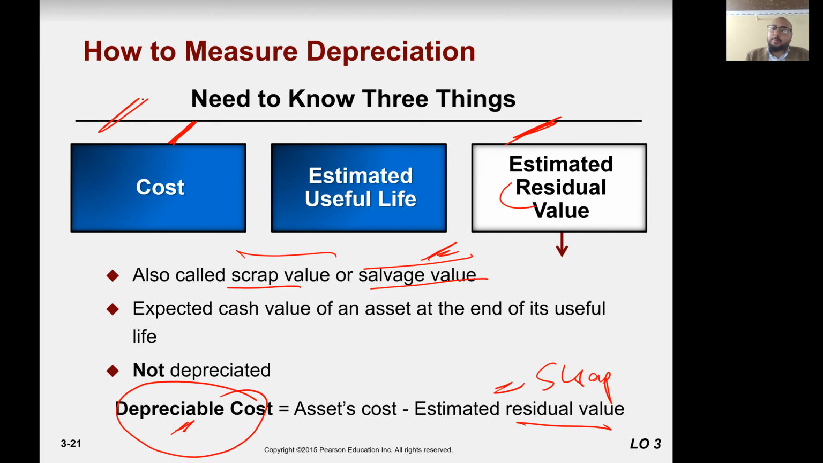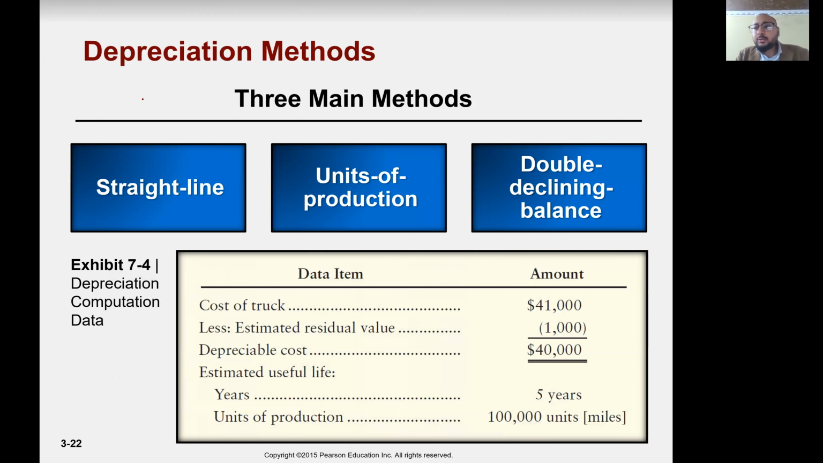All right. So let's just talk about that. There are three main methods by which we find out the depreciation expense. Number one, straight line method. Number two, unit of production method. And number three, double declining method.